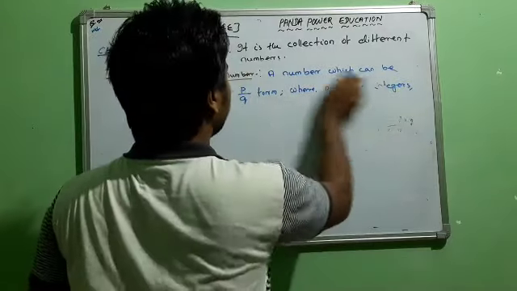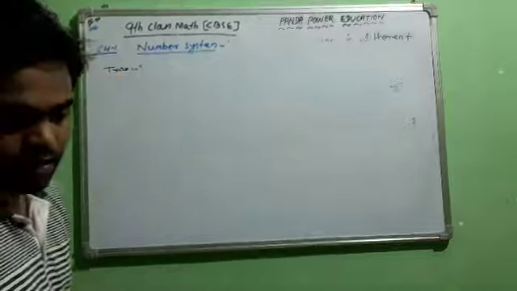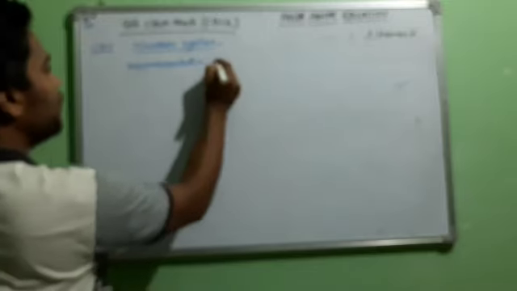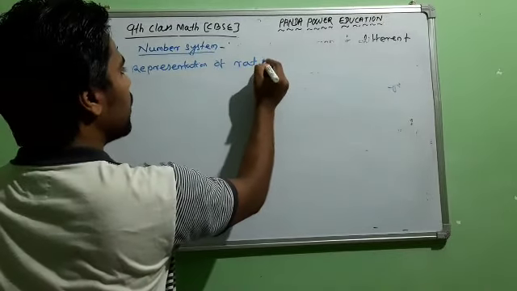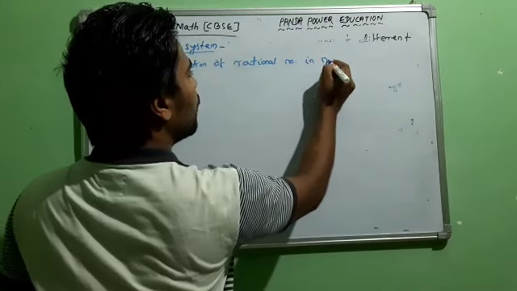Now the number line. I will represent, write down, the representation of rational numbers on the number line.